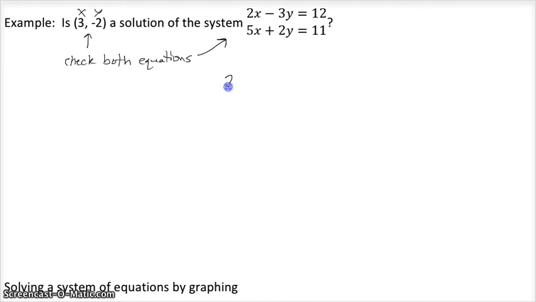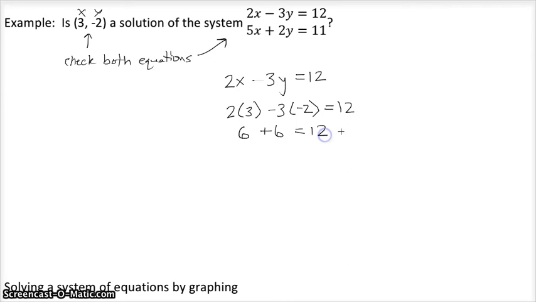So what I have is 2x minus 3y equals 12. So I'm going to plug in x and y and we'll see what happens. I get 2 times 3 minus 3 times negative 2 equals 12. So my answer better work out. 6 plus 6 equals 12. It does. So it works for the first one.